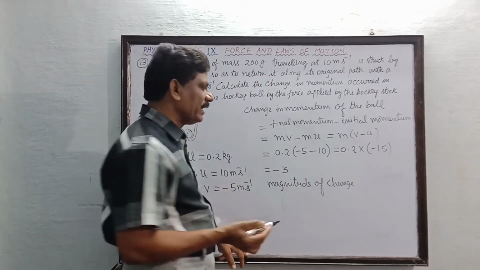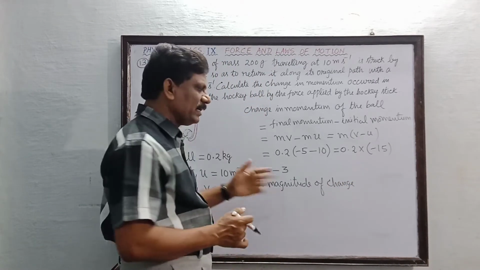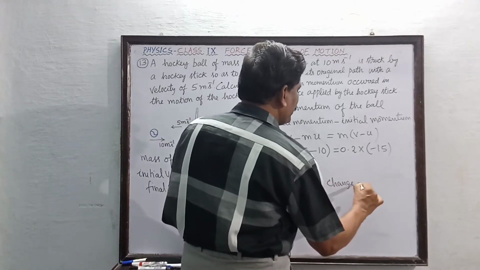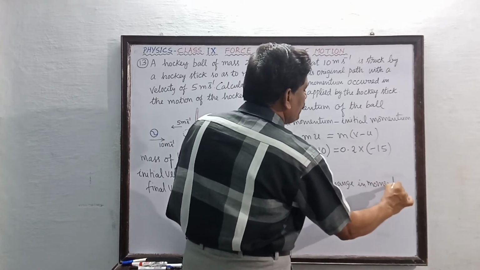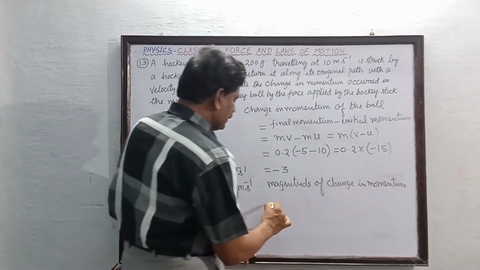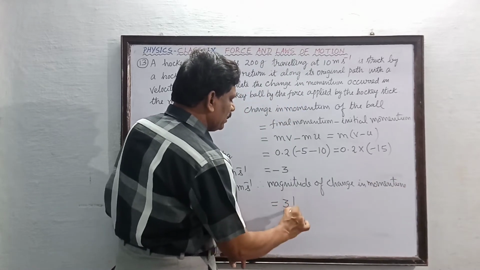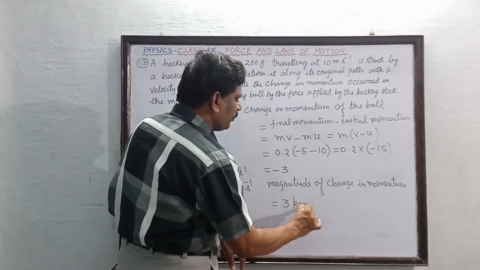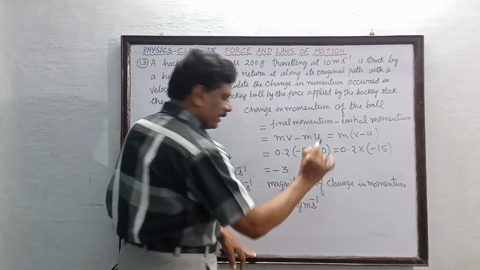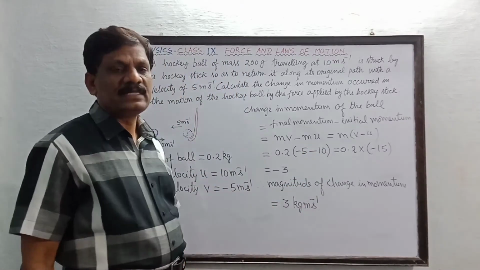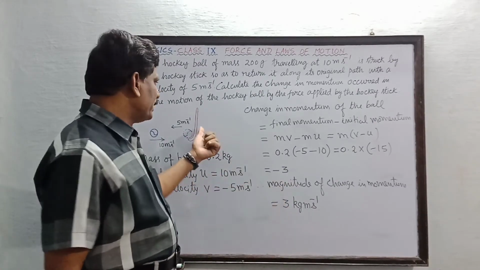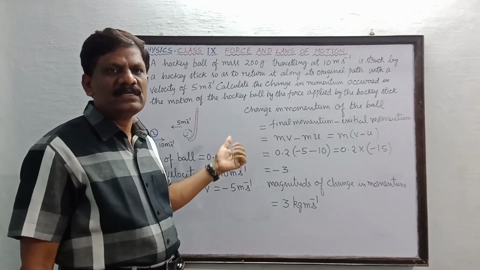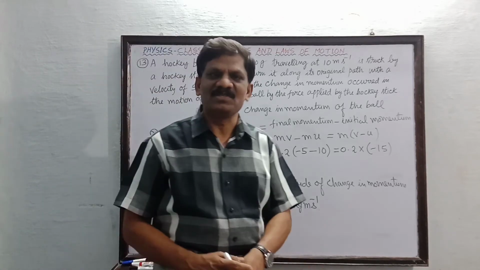We need not consider the direction, only by how much the momentum is changing. So the magnitude of the change in momentum must be equal to 3, and the unit is kilogram meter per second. This is the change in momentum of the ball because of the force exerted by the hockey stick. I hope you have understood.